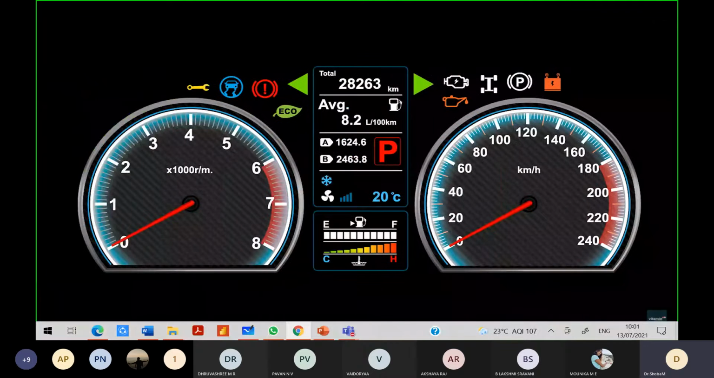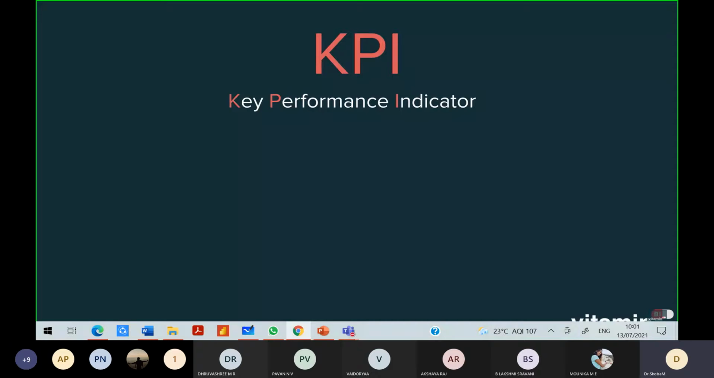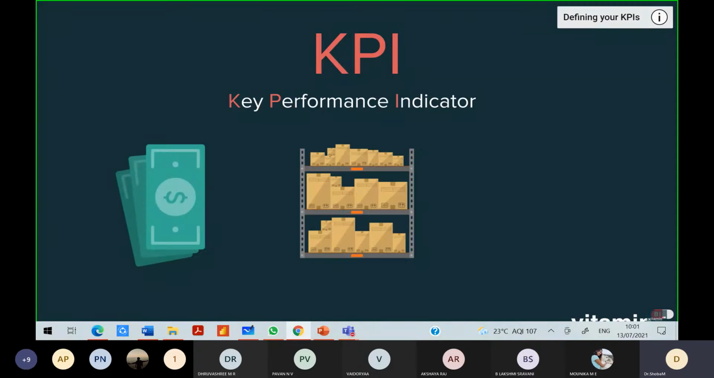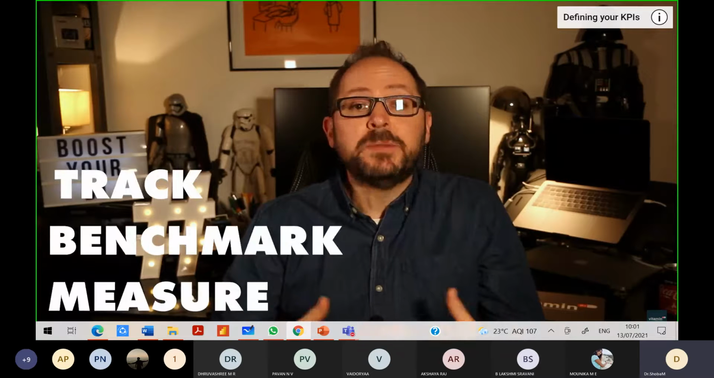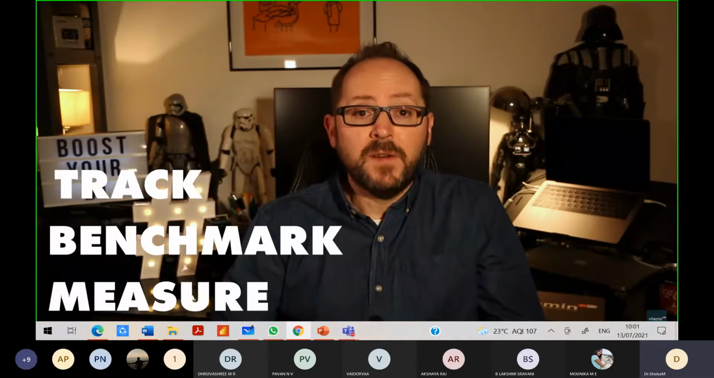Whereas a car dashboard displays things like your speed, how much is left in the tank, or even the outside temperature, a BI dashboard contains your business's metrics or KPIs, like your revenue, stock levels, or how much engagement you're getting on social media. When you track and benchmark your KPIs, you can measure your business's performance.